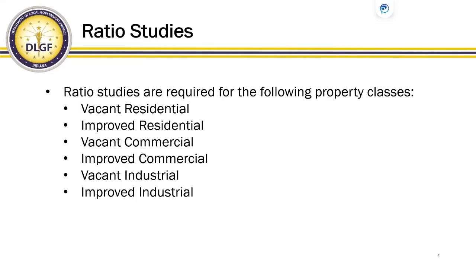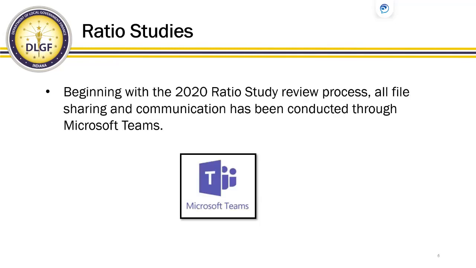Thanks, Devin. So as you can see, there are 6 property classes that are included in the ratio study: vacant and improved residential property, vacant and improved commercial property, and vacant and improved industrial property. Agricultural property is not included, in part because the agricultural land base rate is determined by our office. These are the 6 property classes that are included, or should be, in your ratio study.